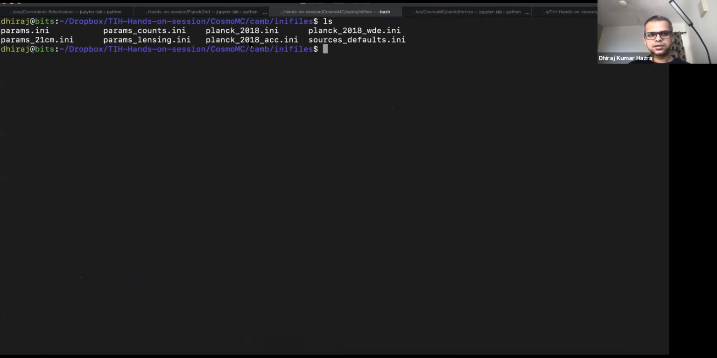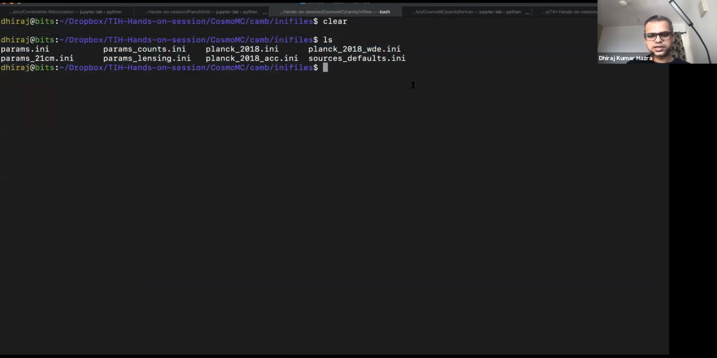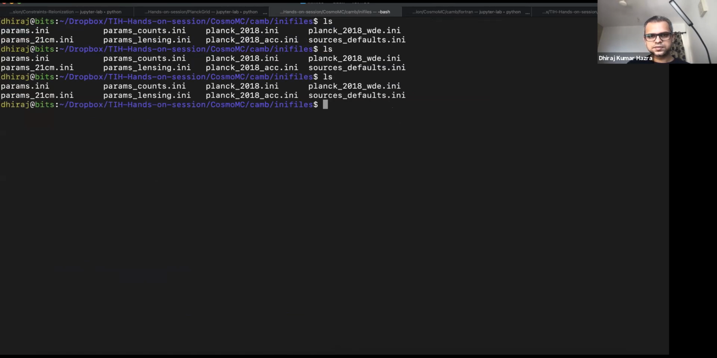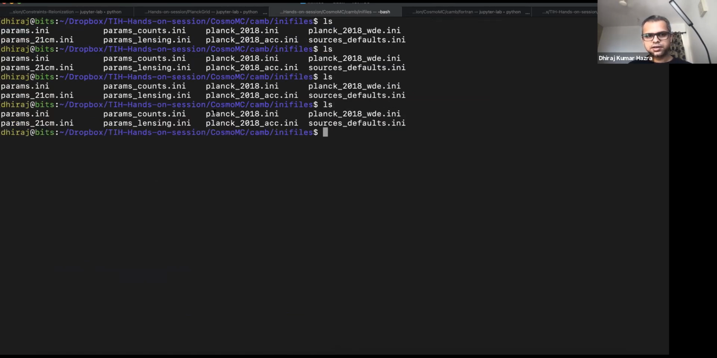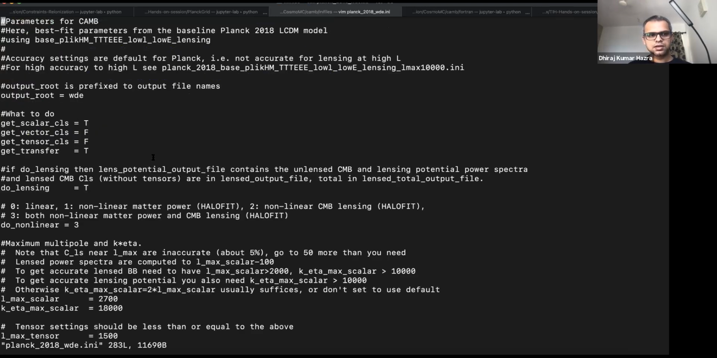This is my directory structure. Okay, let me do as many ls as possible. Planck 2018.ini and Planck_2018_WDE.ini. If you make a copy from this to this, you just open this _WDE.ini. In the output root, change baseline to WDE.